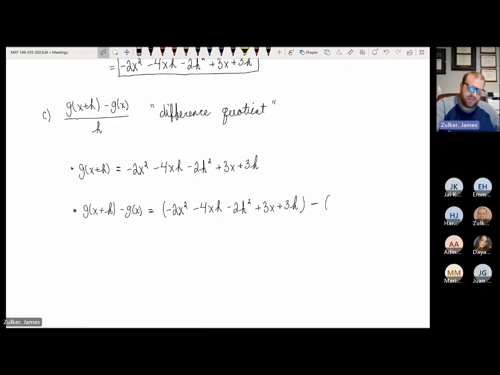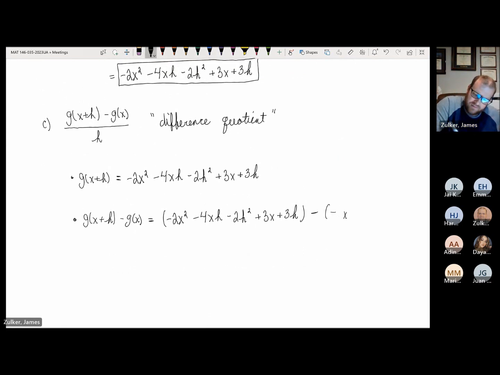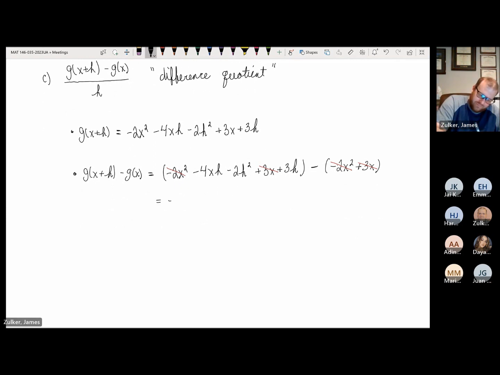Subtract from it g of x, which was negative 2x squared plus 3x. Negative 2x squared minus negative 2x squared is 0, right? So they drop out. We have plus 3x minus plus 3x. That's also 0. This is what we're left with: negative 4xh minus 2h squared plus 3h.